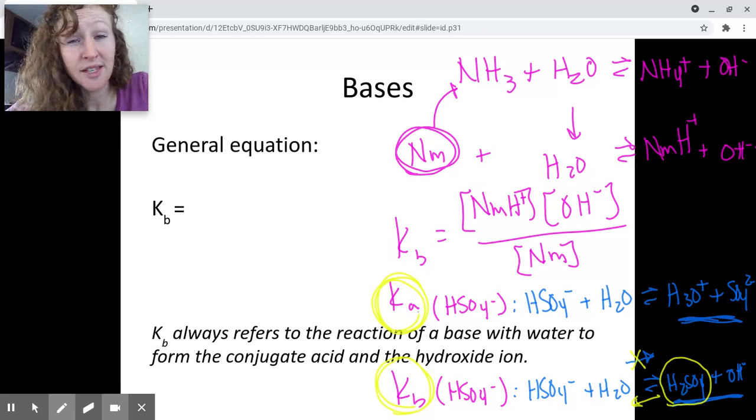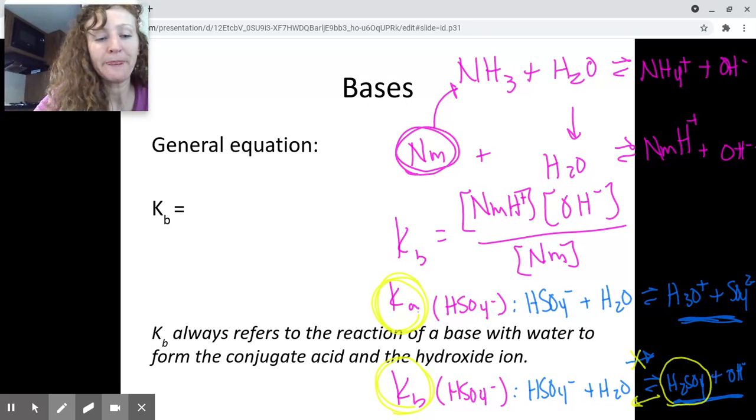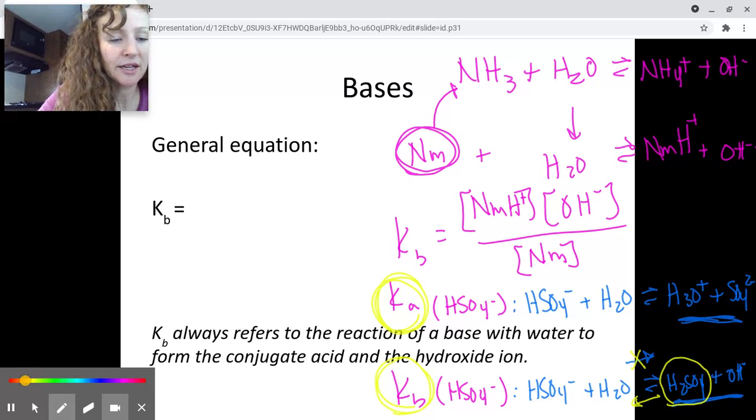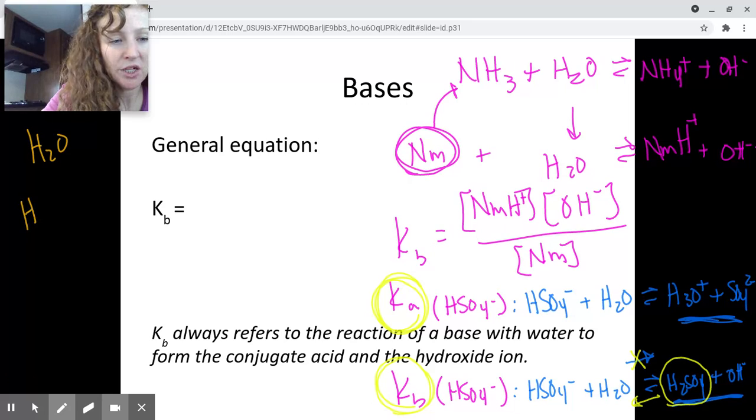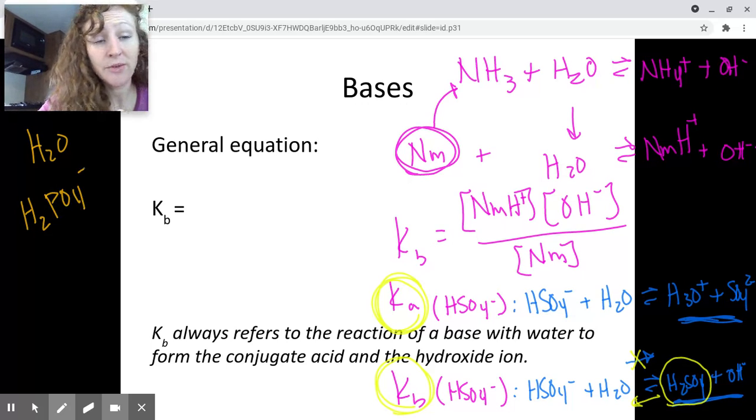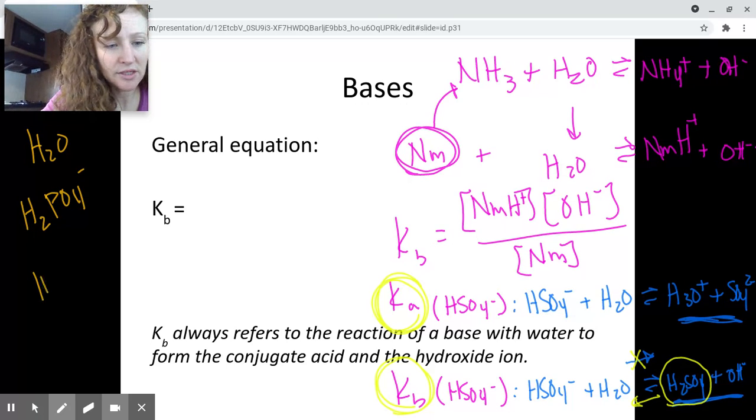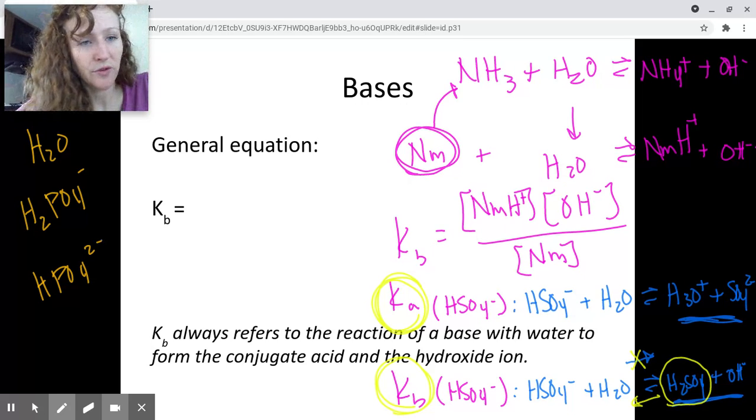A couple other things are amphoteric like that. H2O, we already talked about. Another one would be H2PO4-. That one's going to be amphoteric, and so is HPO4 2-, also amphoteric. So if you want to practice this again, those would be good molecules to practice with.